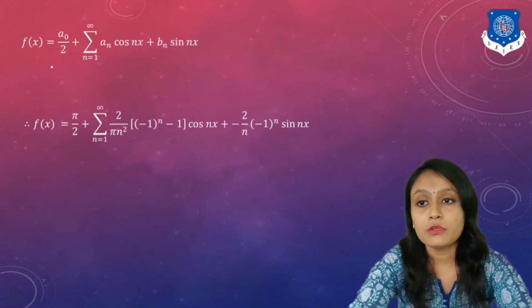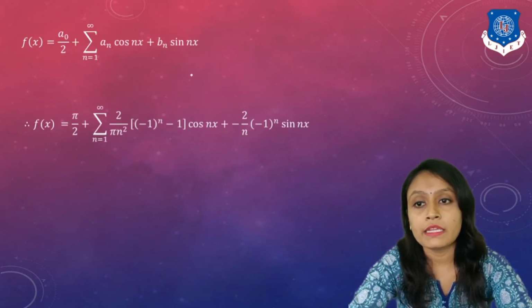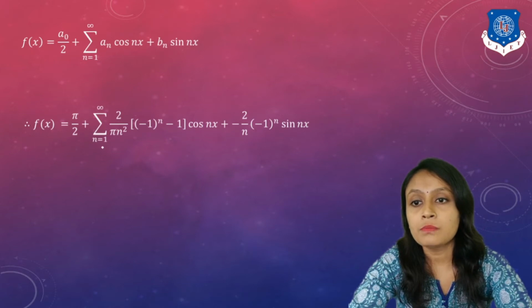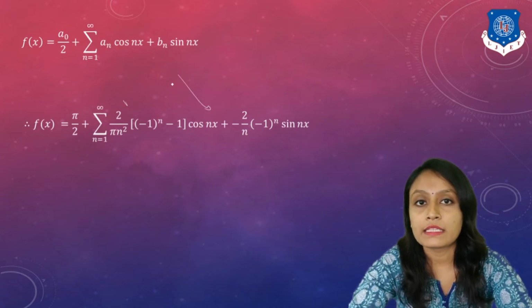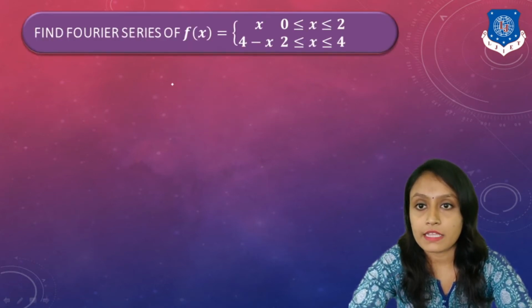Now we will substitute the value of a0, an and bn in this formula. So the formula is what? a0 by 2 plus summation n from 1 to infinity of an cos nx plus bn sin nx. Okay, so a0 is pi, so here we have pi by 2 plus summation, the value of an, and here the answer of bn. Just substitute it, so you will get this final answer of f(x). Okay, now let's see one more example.